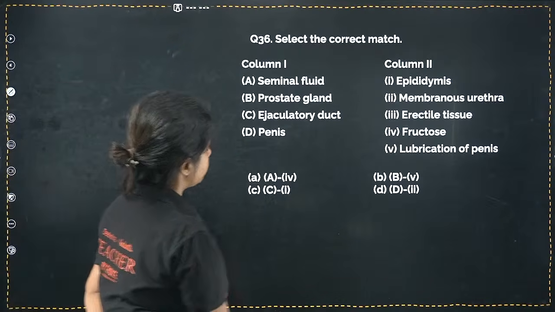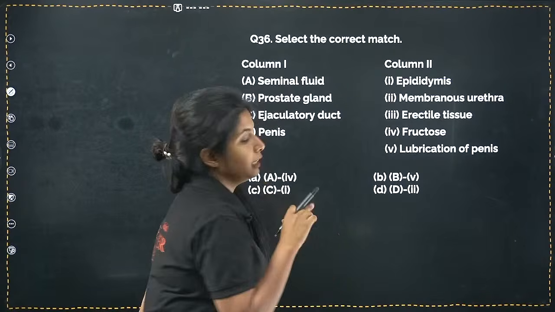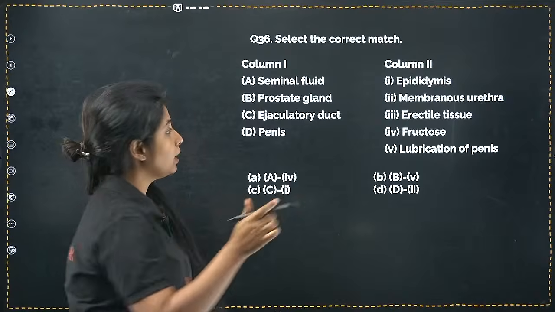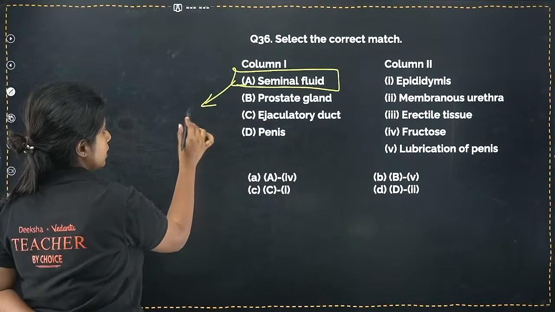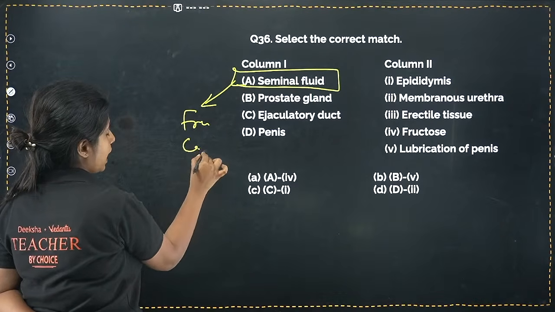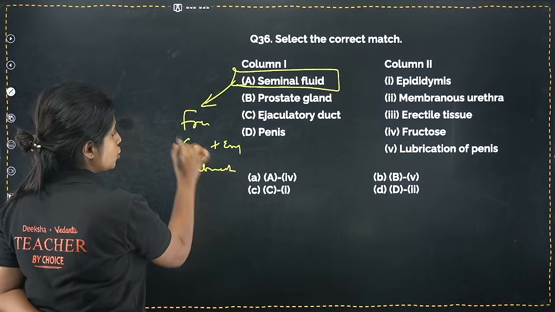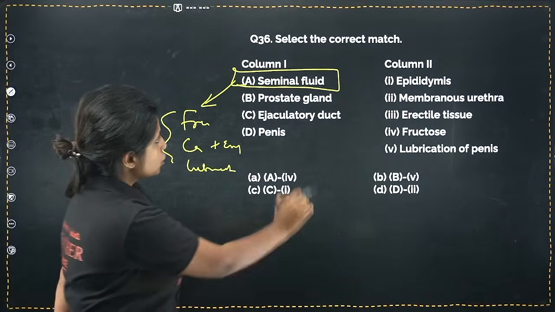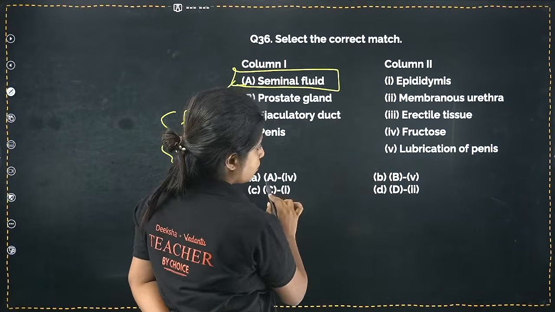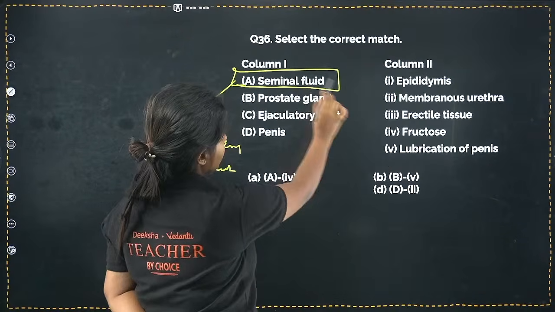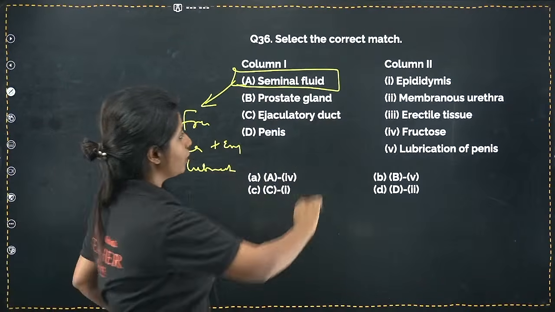Let me see B. What is B? B is equal to 4. Sorry, B is equal to 5. Wrong. Listen, seminal fluid means what? All the fluids together, that is prostate gland, the release of fructose, there will be calcium plus the enzymes, there will be some materials for lubrication, all of it will be there in the seminal fluid. So A can go with 5, but do you have an option like that? No. A can go with 4 also.